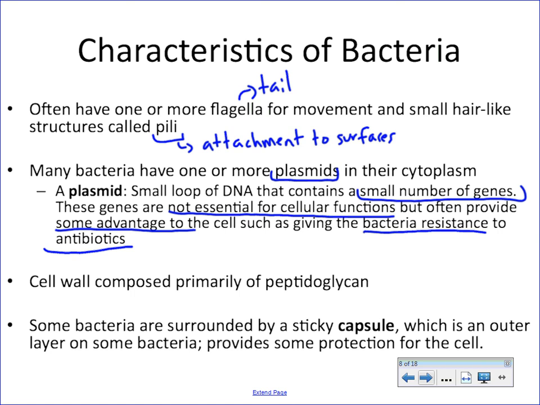A lot of bacteria will have a cell wall that is composed primarily of a compound referred to as peptidoglycan. This molecule is a combination of amino acids and sugars, and is different from plant cell walls in that plant cell walls are composed of cellulose. Some bacteria are surrounded by a sticky capsule, which is an outer layer on the bacteria that will provide some protection for the cell.